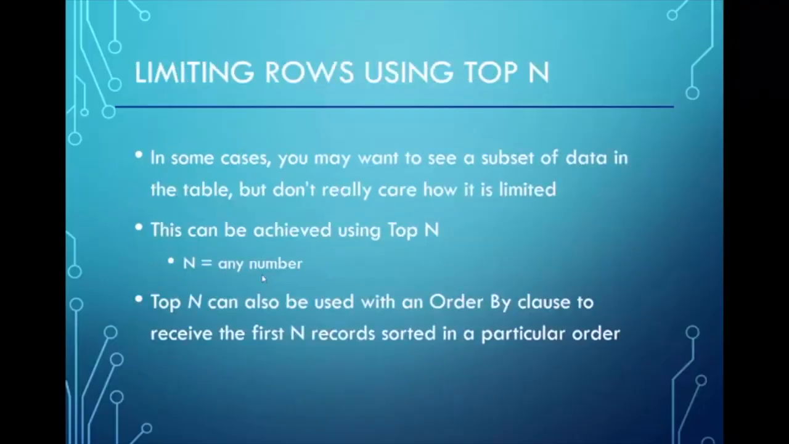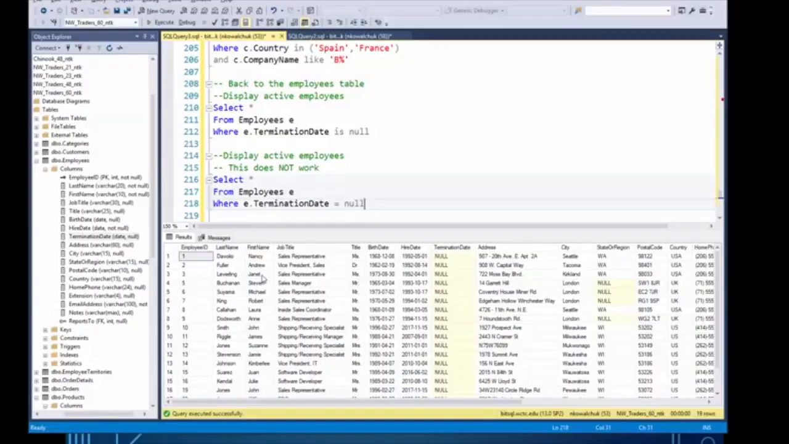Two more topics here. These are ways to restrict rows that don't involve the where clause. So sometimes when we want to see data, we just want to see a subset of rows in the table. We don't need to see all 100 or 1,000 rows in the table. We just want to see some. We just want to look at what the data is. We can do this using top N. This gets used in our select statement.